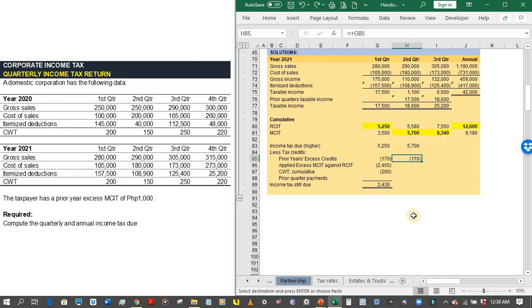However, for the applied excess MCIT, though the 5,700 includes the first quarter income tax due, and from the income tax due in the first quarter we deducted 2,450, in this case, we cannot deduct the 2,450 during the second quarter, because during the second quarter, our income tax due is not RCIT, it is an MCIT. We are not allowed to deduct the 2,450 even though the 5,700 includes the first quarter income tax due. Then for the CWT, we are allowed to deduct the cumulative amount, and the cumulative amount is 350 pesos, and that is a total of 200 plus 150 pesos. Again, this is cumulative. It means it includes the first quarter CWT because the 5,700 income tax due also includes the first quarter income tax due.